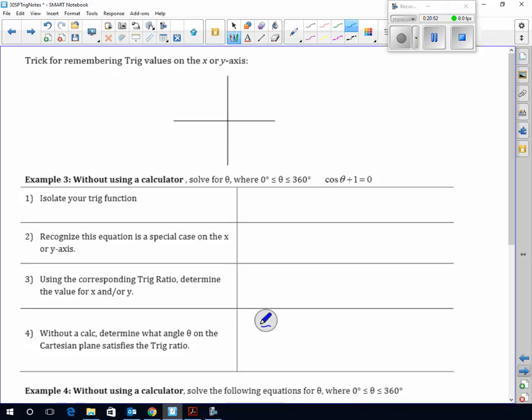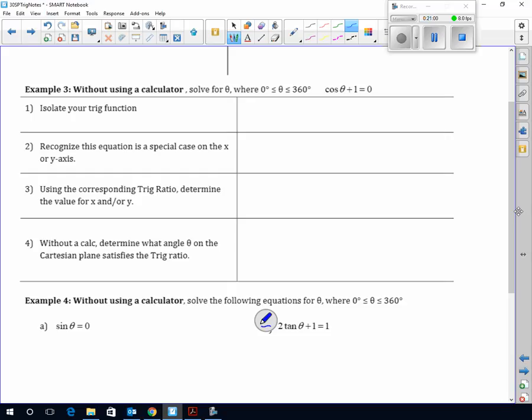Example 3 is without a calculator now. So let's isolate our trig ratio. What do we get? Matthew, what do we get? I'm going to isolate my trig ratio, or trig function. What do I get? Can anybody help him? Yeah, I'm going to subtract 1 to get it on the other side. Don't drop your theta. It's cos theta equals negative 1. You'll lose marks.